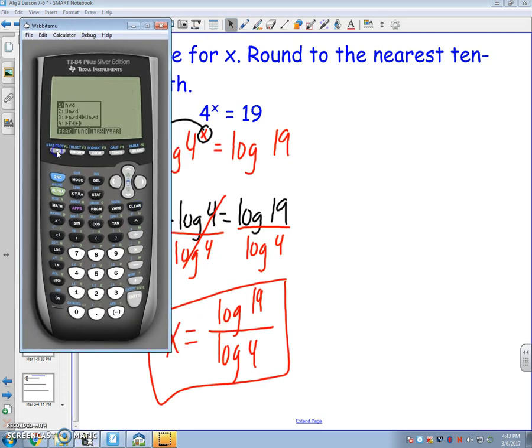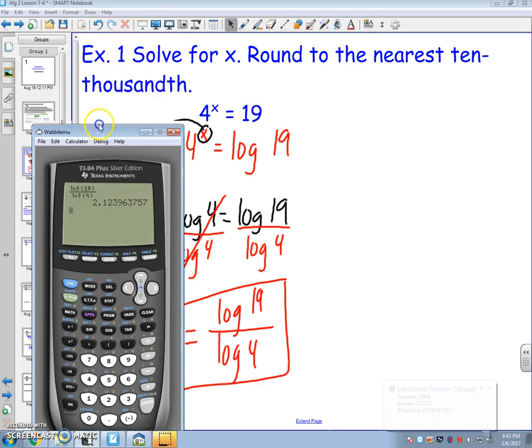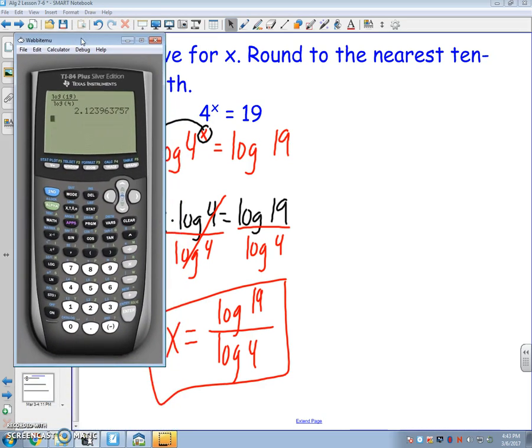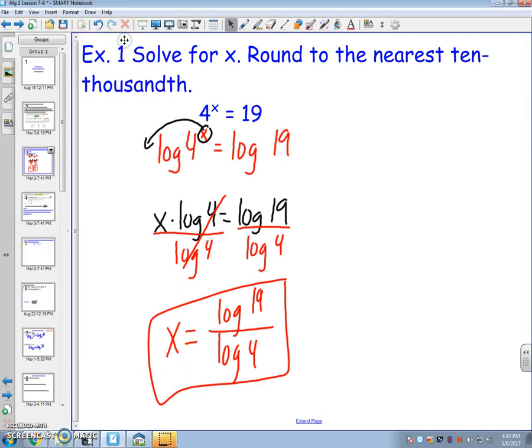So it's a fraction. Log 19 on top. On the bottom, log 4. I can't do anything to fix this. It gives me 2.12. 10,000ths: tenths, hundredths, so 4 decimal places. So 2.1240. All right, so I solved that using the common logs.